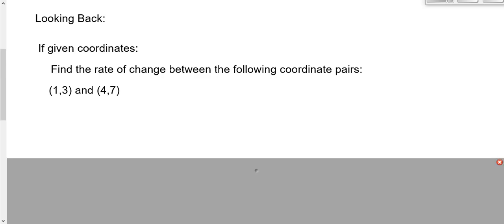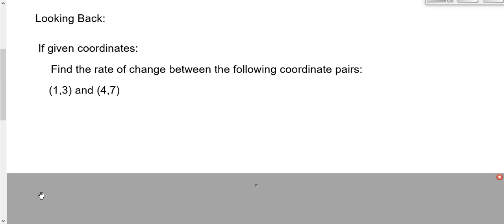So the first rate of change problem I want to look at with you has coordinate pairs in it. So they've given us two sets of coordinate pairs, and we would be used to calling these x1 and y1 and x2 and y2, but we don't necessarily need to do that anymore.